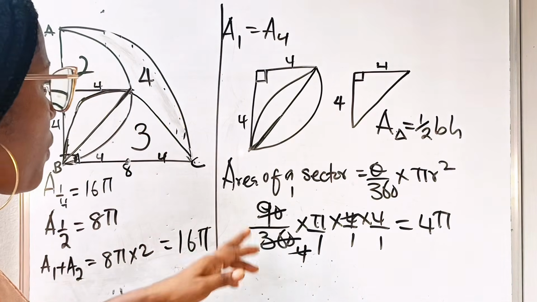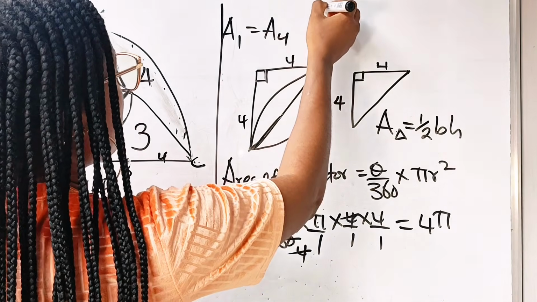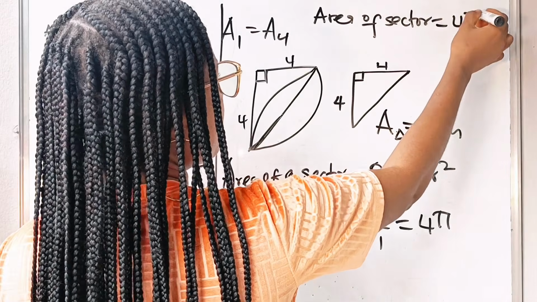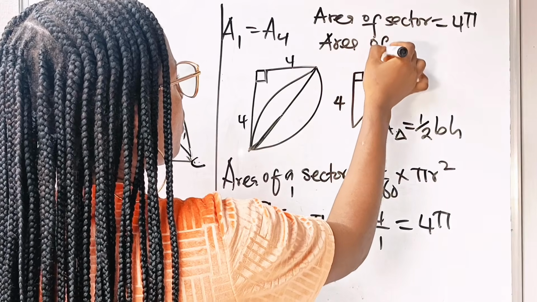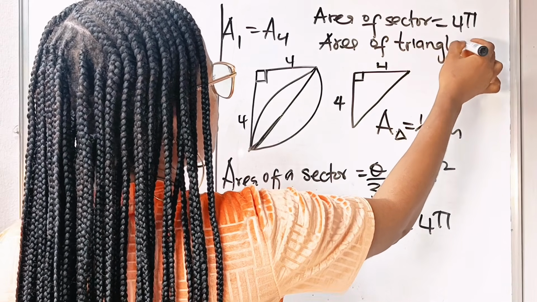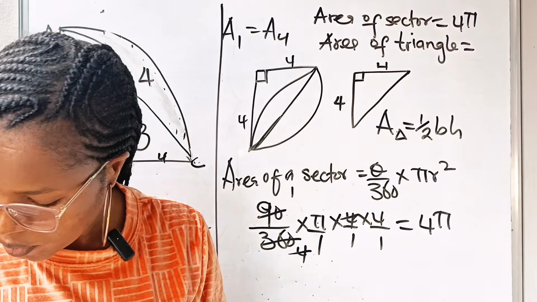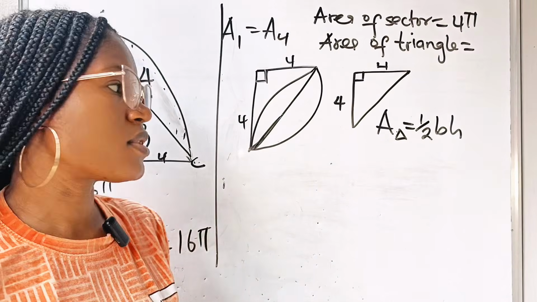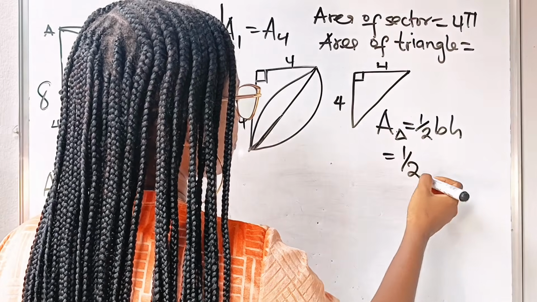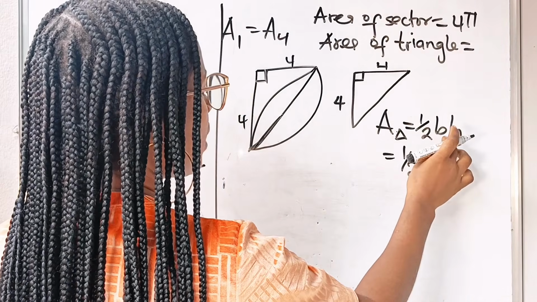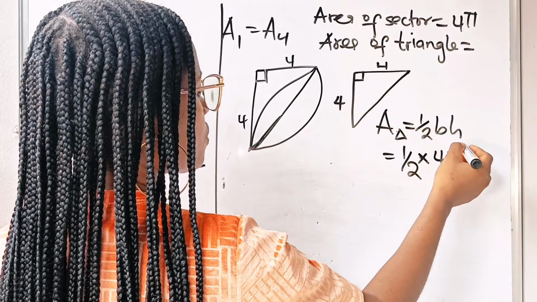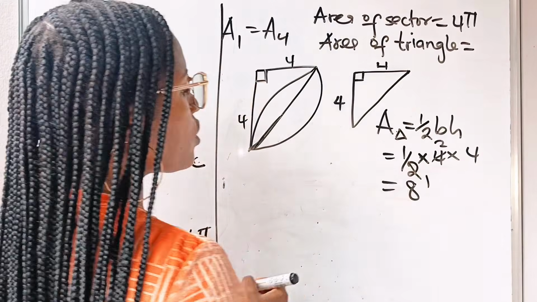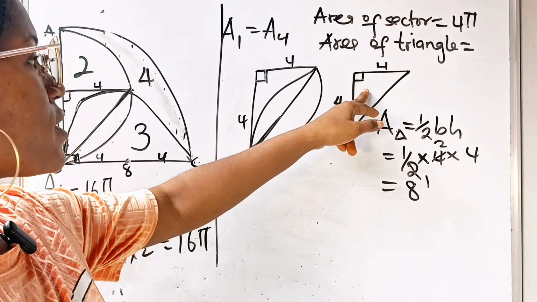So let me write the area of the sector somewhere. Area of sector is equal to 4 pi. Area of triangle is what we are trying to find. The area of the triangle is half base times height. So in this case, this is equal to half times the base, which is 4. The height is also 4. 2 divided by itself is 1, and if we divide 4, we have 2. 2 times 4 is 8. So it means that the area of this triangle is 8.